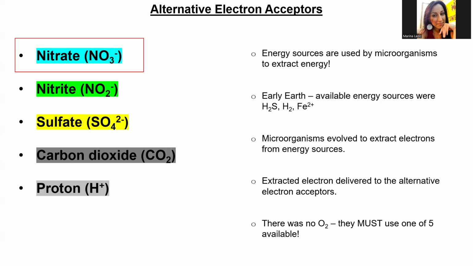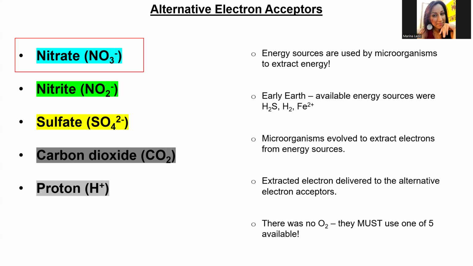Some of the first molecules that we covered on early Earth are hydrogen sulfide, hydrogen, and iron 2 plus. It's important to say it's iron 2 plus, which is ferrous iron, because that iron is less positive than 3 plus. And why is it important? Because the one that is 2 plus can release electrons, and you will see that in a few minutes.